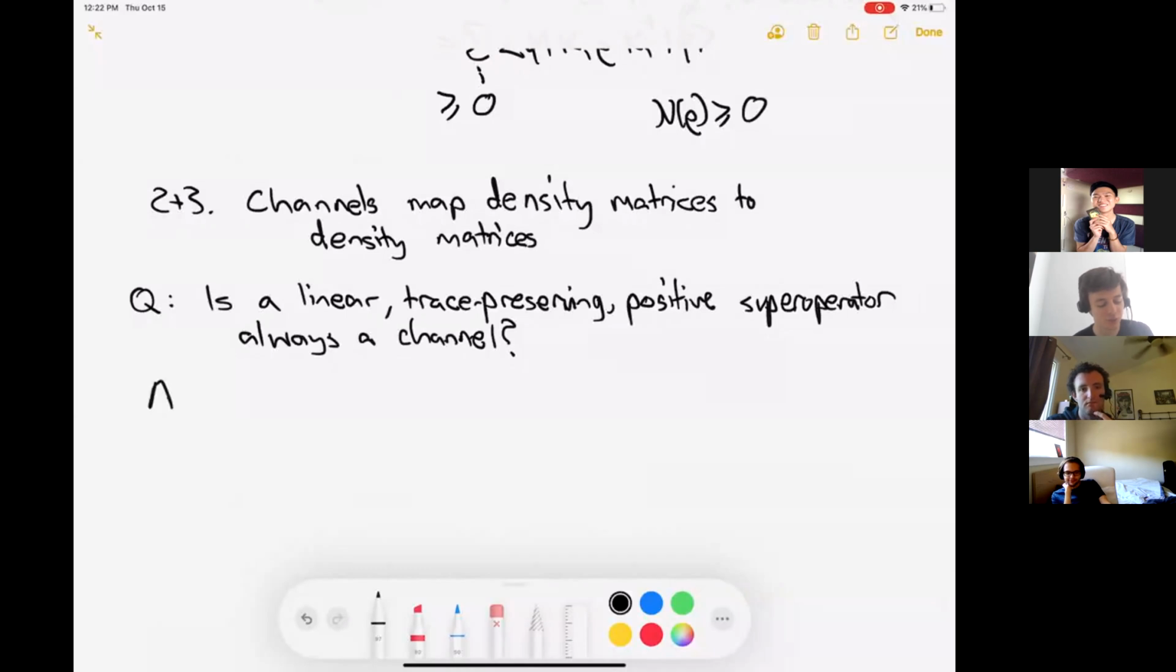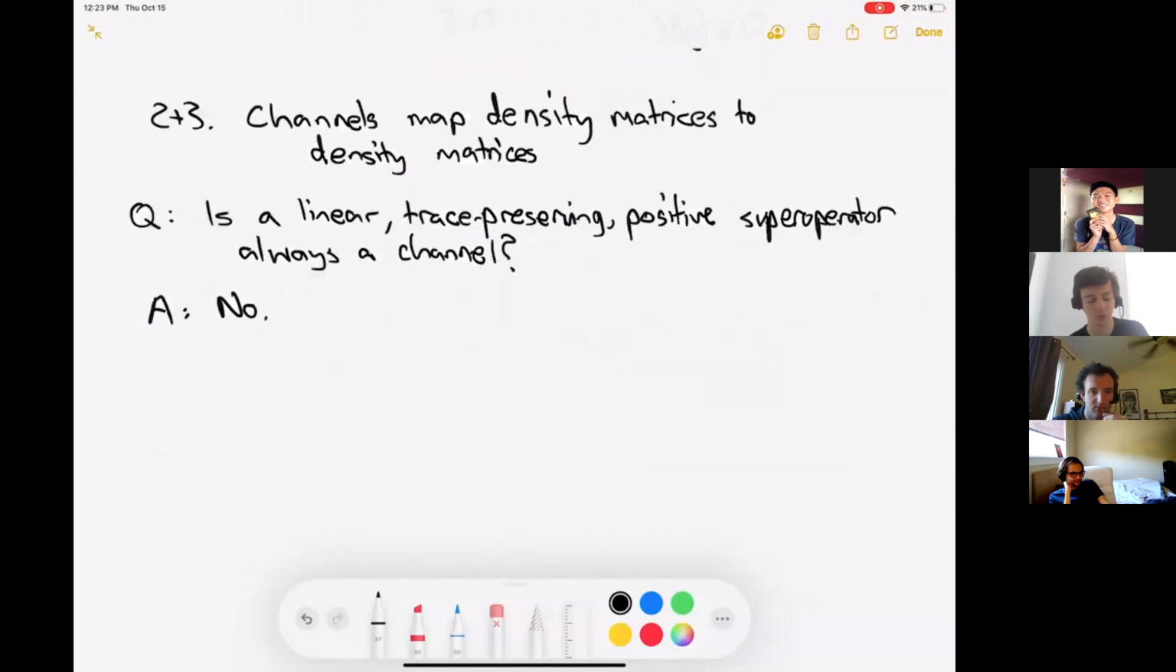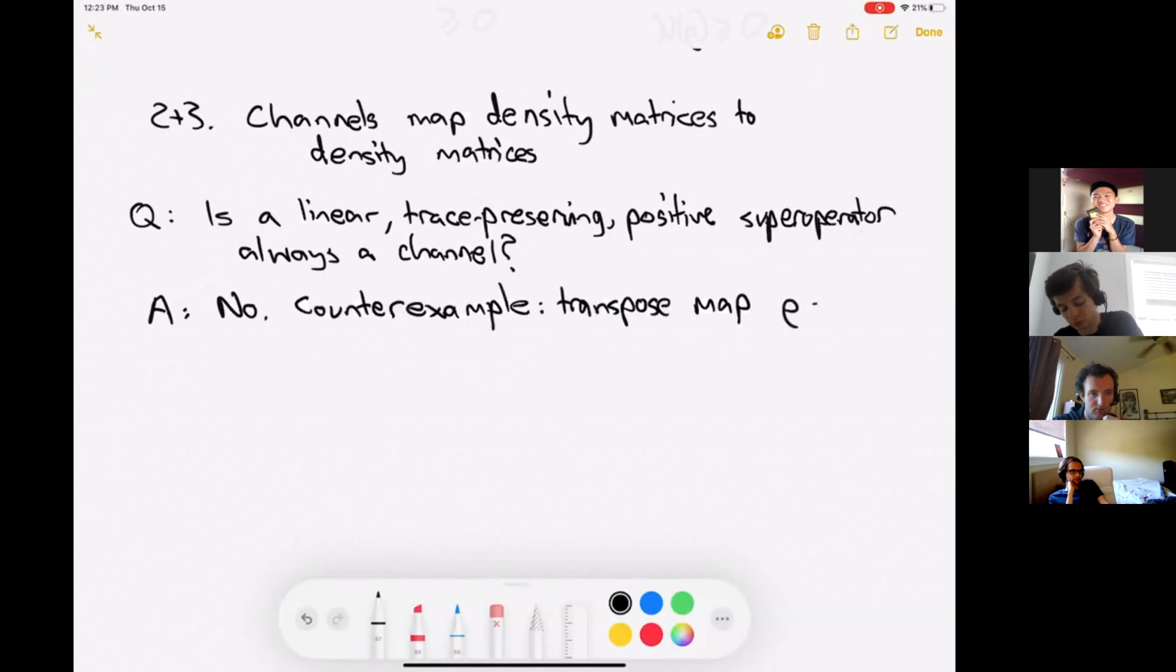So the answer is in fact no. You might hope it was true, but it isn't. You can give a simple counterexample: a linear trace preserving positive superoperator that is not a channel. It doesn't have a Stinespring or a Kraus representation, and it's also not something you can physically implement. That's just what's called the transpose map. It just takes rho to the transpose of rho. Okay.